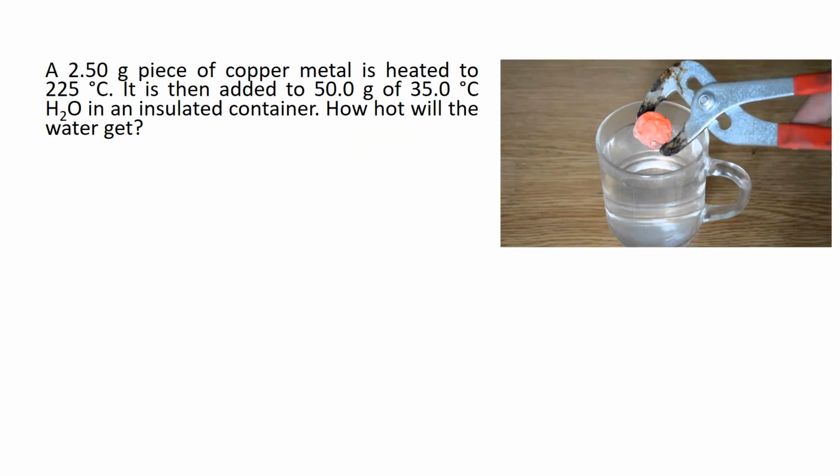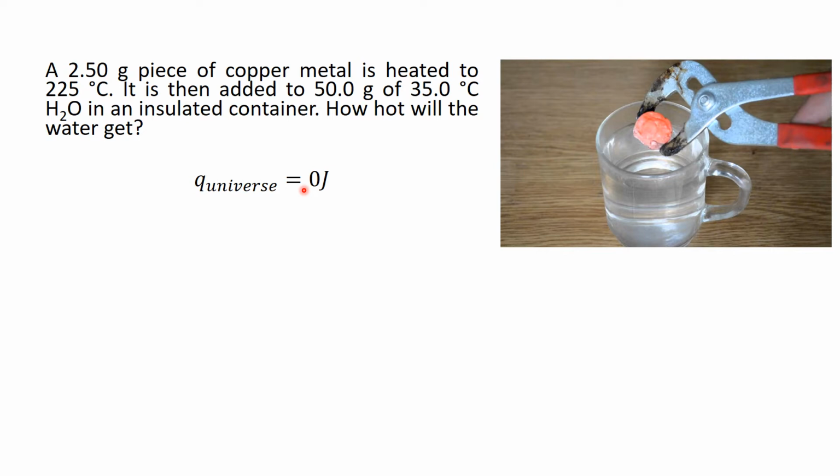So let's go back to the initial question. A 2.5 gram piece of copper is heated to 225 degrees Celsius. It's then added to 50 grams of 35 degrees Celsius water in an insulated container. And how hot will the water get? So we want to start with the most universal claim, that first law of thermodynamics that says that Q of the universe, the total heat transferred to or from the universe, is 0 joules. That's another way of saying that the total energy of the universe is constant. You can't gain or lose energy when we're talking about the universe.